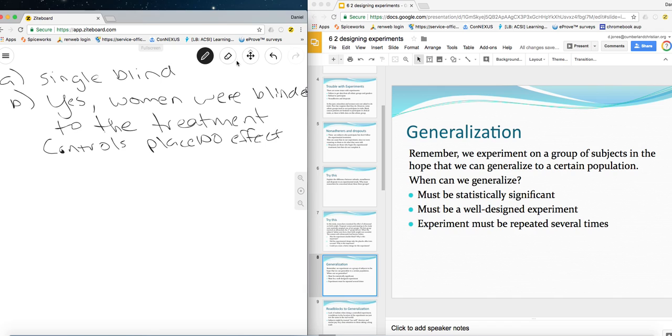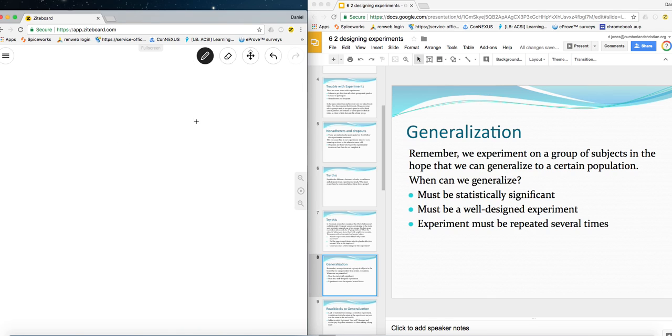The whole point of why we do experiments is to see if we can generalize our findings to something that's important. So when they did the whole does cigarettes cause cancer experiments, they wanted to be able to generalize that. They want to say, hey, if you smoke, your chances are going to increase of getting lung cancer or a certain type of cancer. So when can we actually generalize?